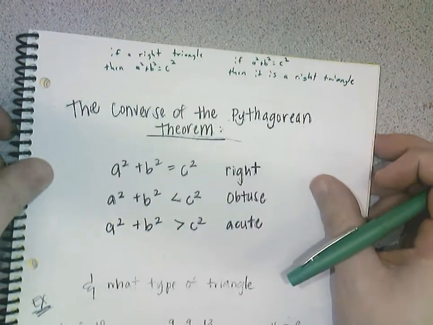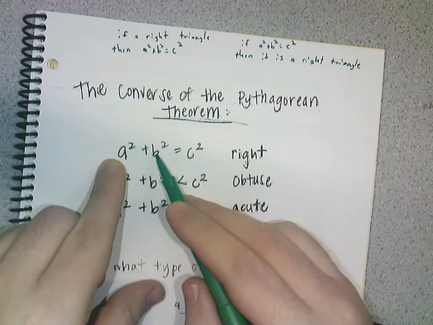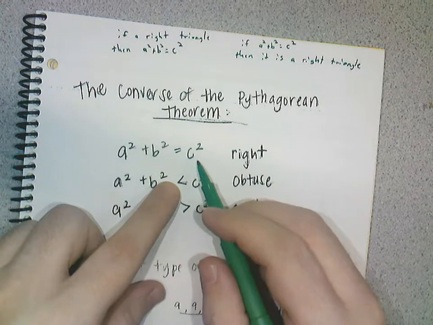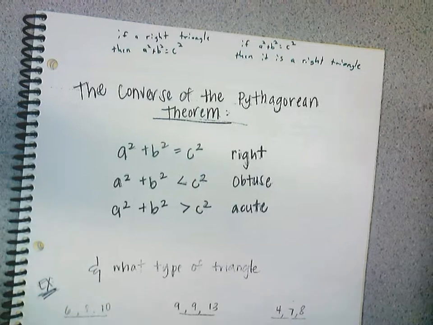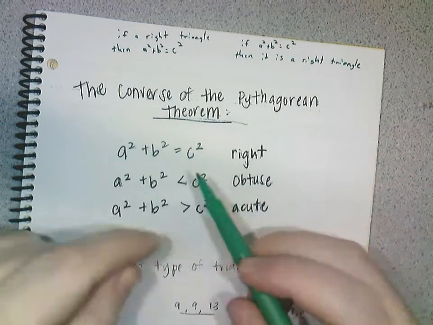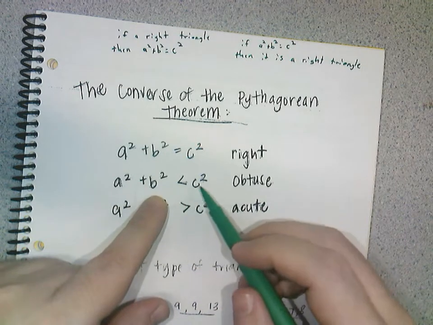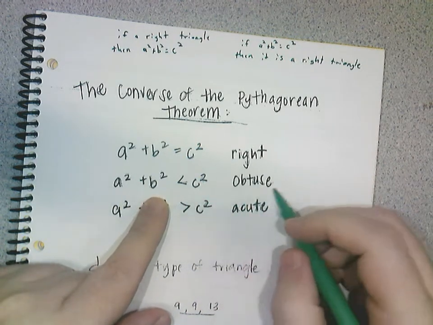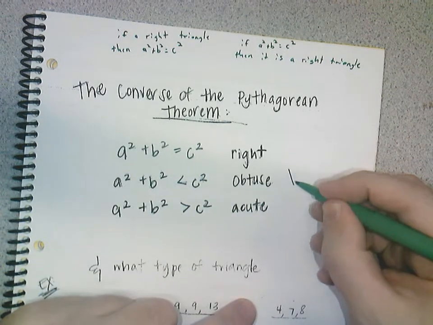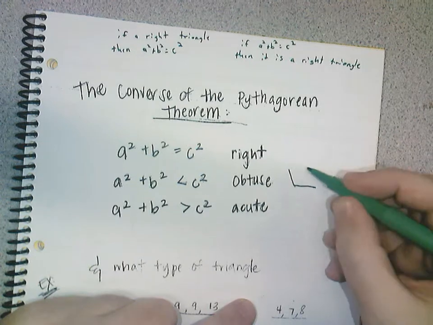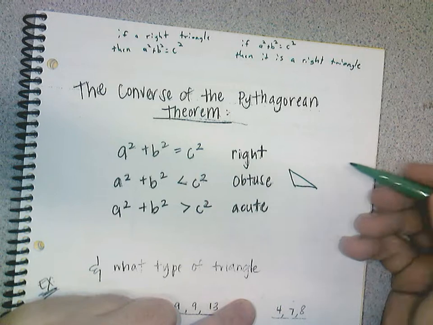So if we look here at our notes, if the two legs squared and added together are equal to the longest side squared, that is a right triangle. We know that because that's the Pythagorean theorem, right? Now, if the two legs added together are less than the longest side squared, that means it's obtuse. And if you think about that, obtuse means that the angle is more than 90 degrees, right? So it makes sense that it would have the longest side.